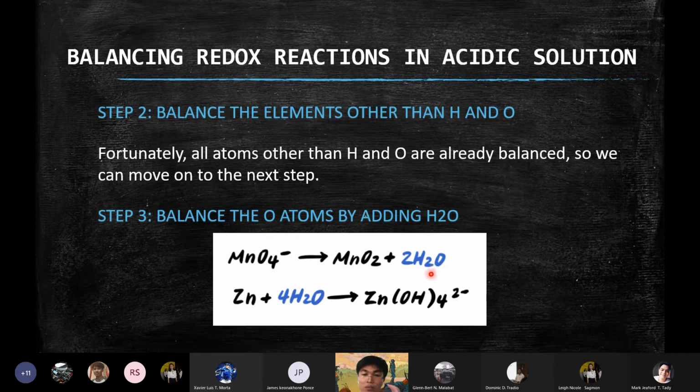So we need to put a coefficient on the left side of the H2O in order to balance it, and that is the coefficient 2. So by multiplying, we have 2 times 1, so that's 2, plus 2 here, so it's 4, and it's balanced already, the oxygen atoms.